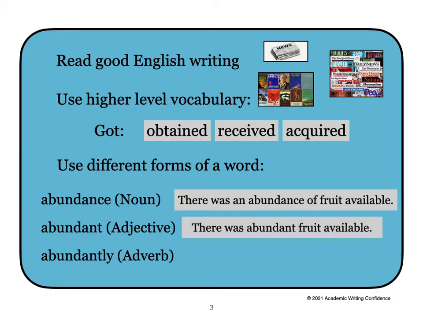There was abundant fruit available. Here you're telling or describing how much of the fruit there is. Fruit was abundantly available. Now, here it's used as an adverb to explain how available they were. Using all of these different ways in your writing will help to improve your vocabulary.